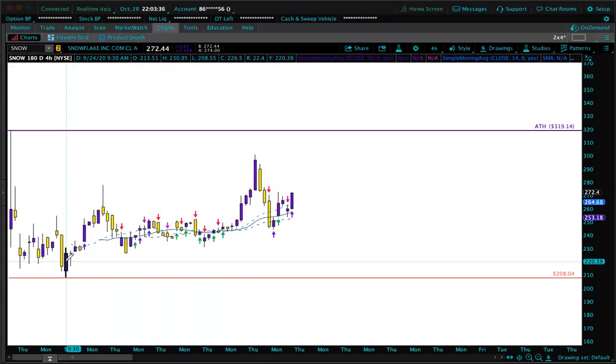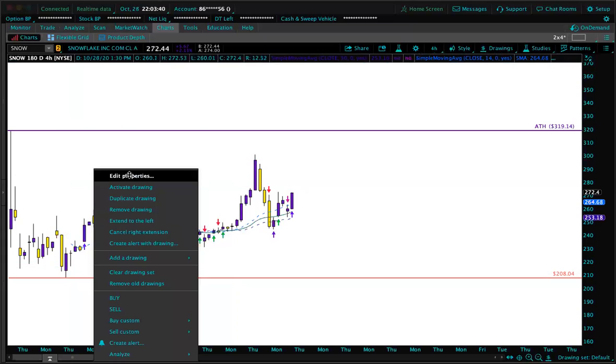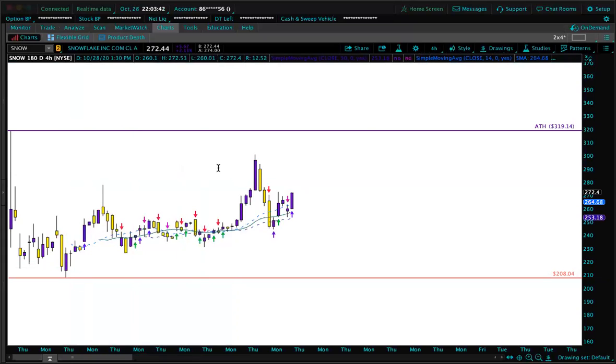The low here is 208.55. You can either adjust this, edit it if you want to, and put the exact 208.55 there. You don't really have to, as long as you measure it as close as possible. If it looks like it's on it, then keep it there. So this is our support, our first support.